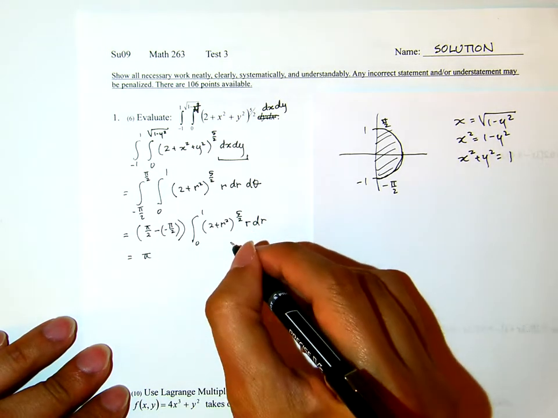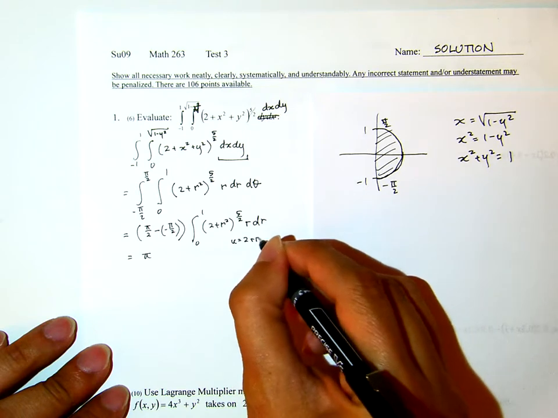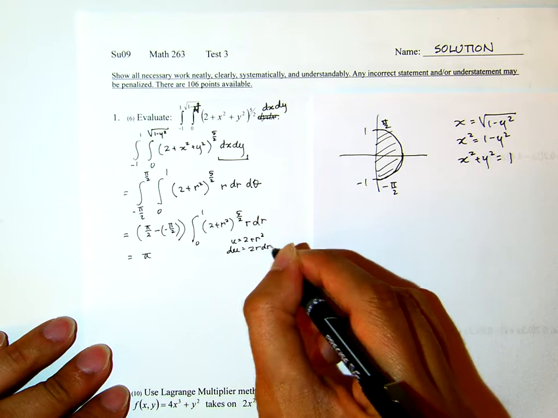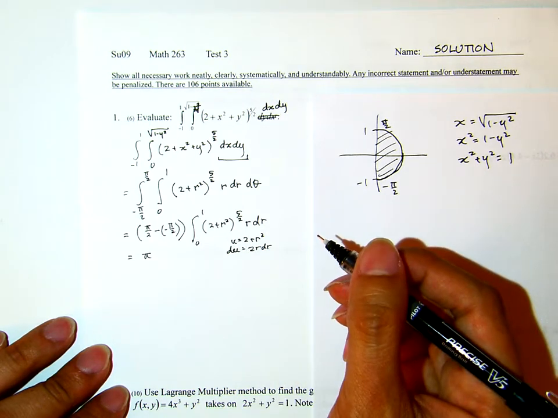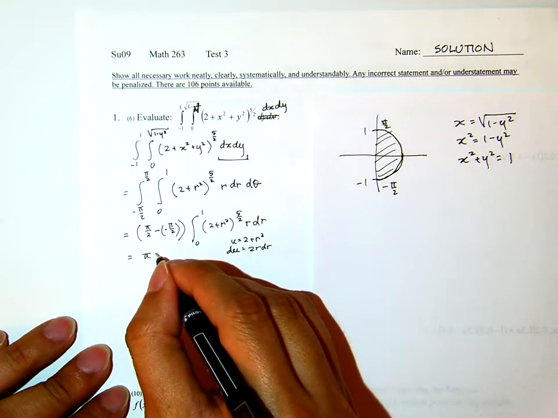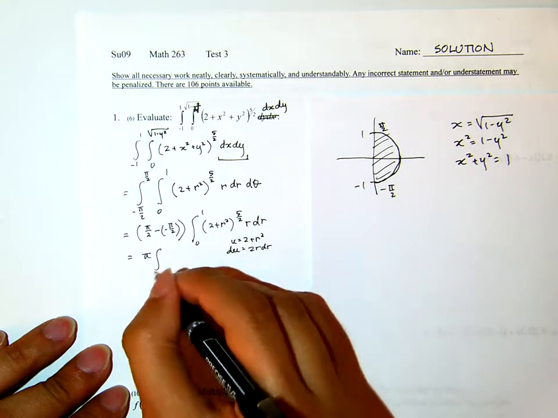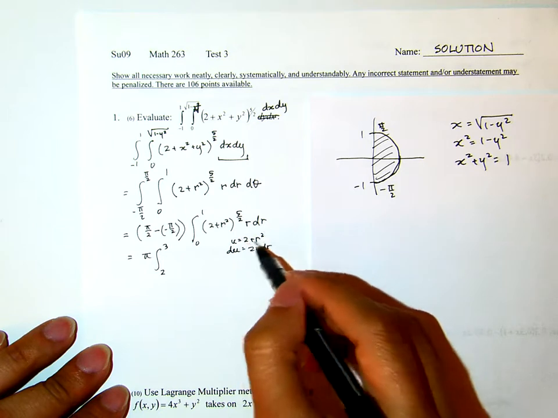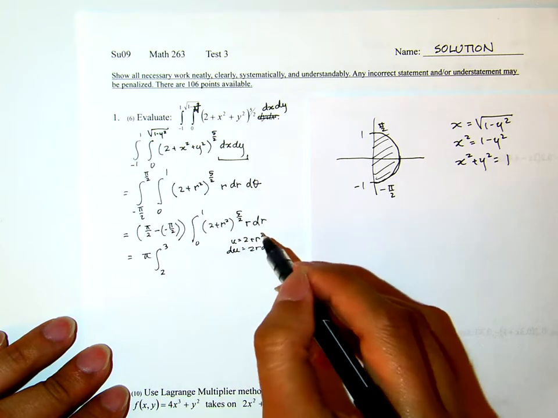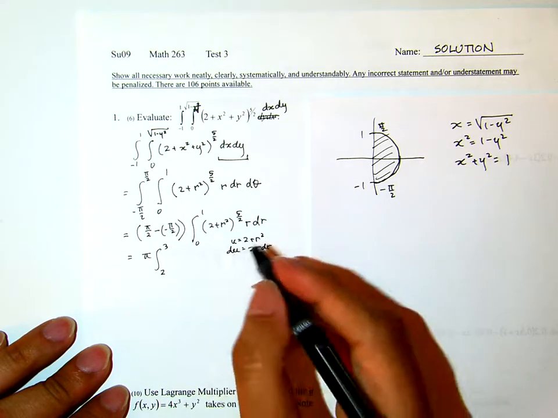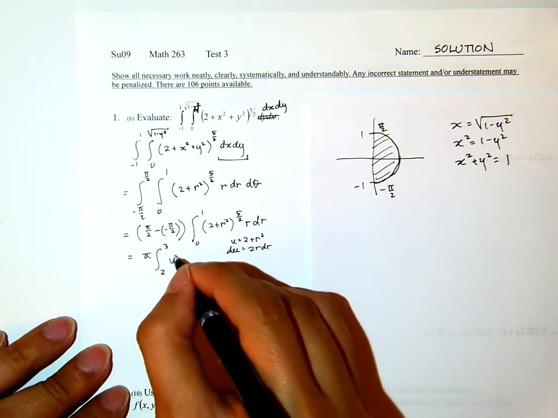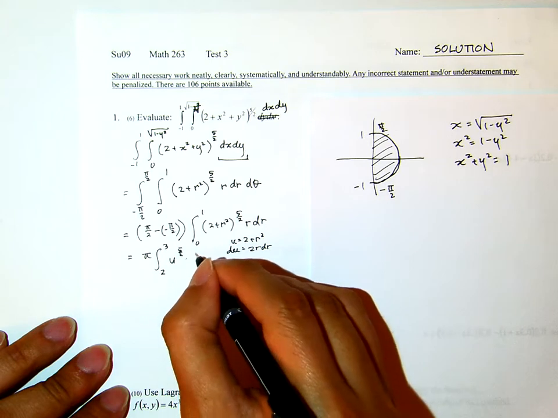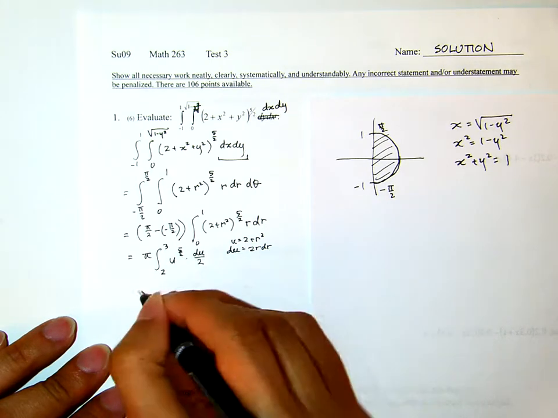And then let me do substitution. u equals 2 plus r squared, so du equals 2r dr. Okay, in other words, later on this will be pi times the integral from 2 to 3. Right? If I replace r by 0, it will be 2. If I replace r by 1, there will be 3. And then this will be u to the power of 5/2, and that will be du over 2.